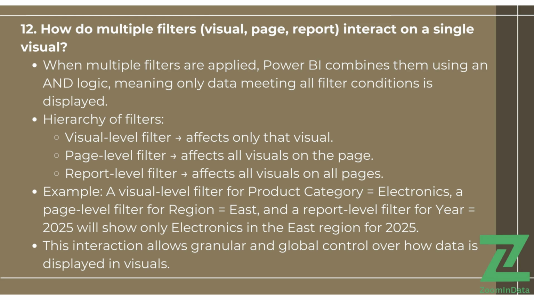Example: a visual level filter for product category equals electronics, a page level filter for region equals East, and a report level filter for year equals 2025 will show only electronics in the East region for 2025. This interaction allows granular and global control over how data is displayed in visuals.